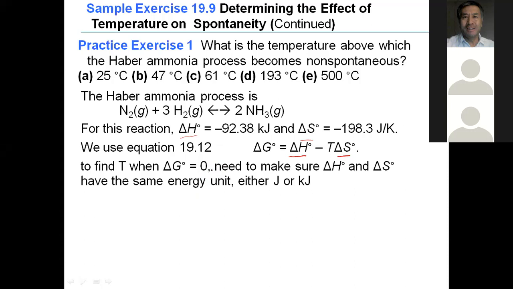So we can either use an inequality. We can do that also. So therefore, let's do that. So we want to use delta G larger than 0. So solving this one, you will get a temperature higher than something.